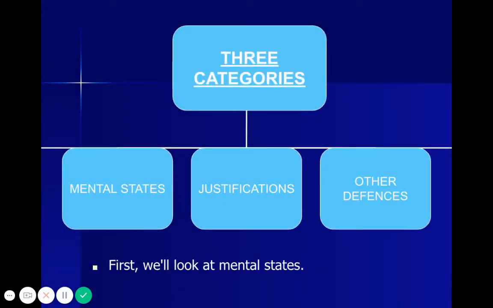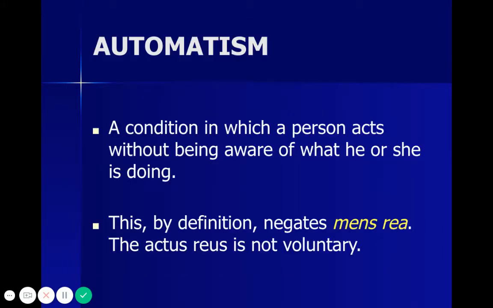As I said, there's three main categories. First is the defensive mental state. Second is justifications, and then there's sort of a miscellaneous category. We're going to look at mental states first.